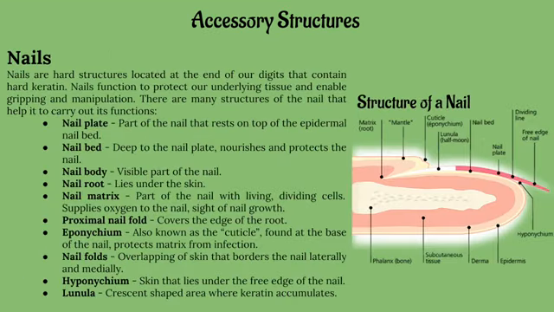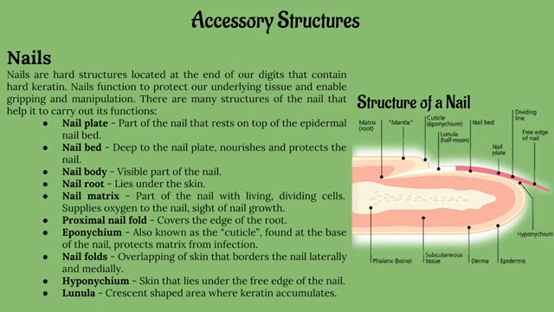Another skin structure is the nails, which protect underlying tissues and enhance our ability to grip. Let's talk about the anatomy of the nail, starting with the nail plate. The nail plate sits on top of the nail bed and divides into the nail body and the nail root. The nail root lies underneath the skin, and within it you'll find the nail matrix. The nail matrix has cells that are actively undergoing cell division.